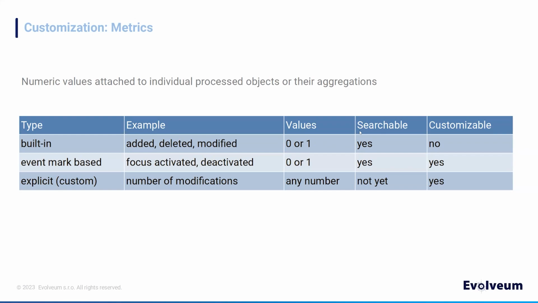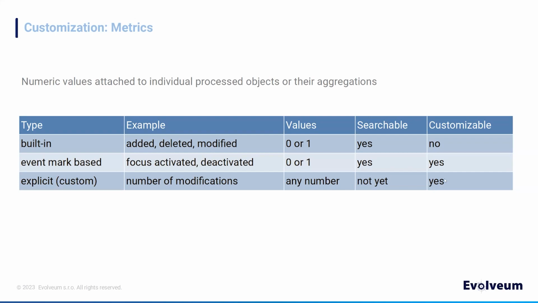Second, there are metrics based on event marks. They are also qualitative, but searchable and fully customizable. And finally, explicit or custom metrics can have any value, even non-integer, as we have seen.